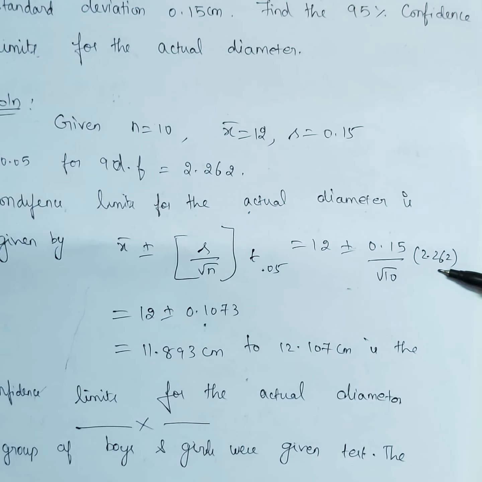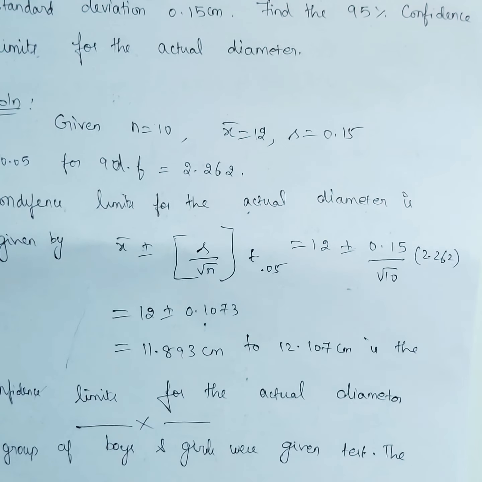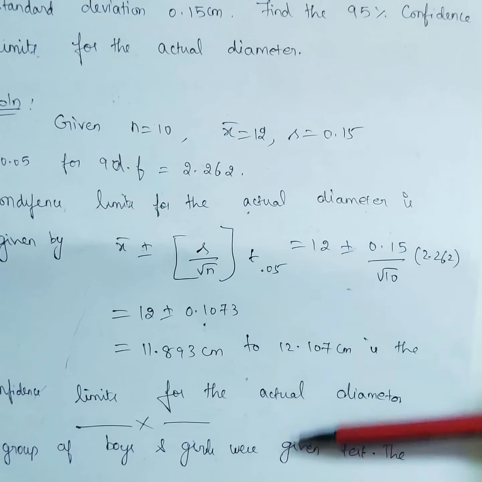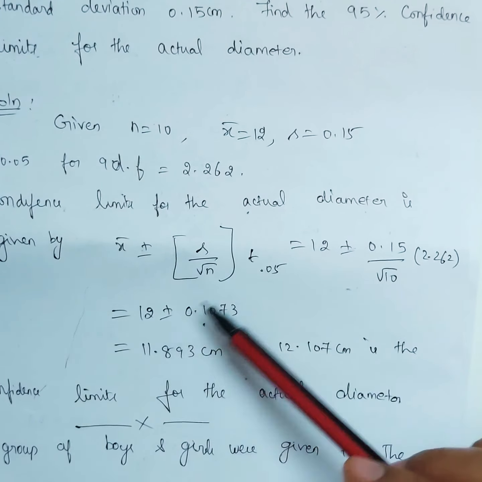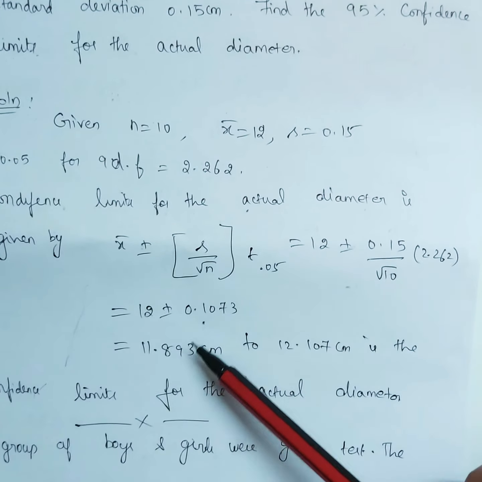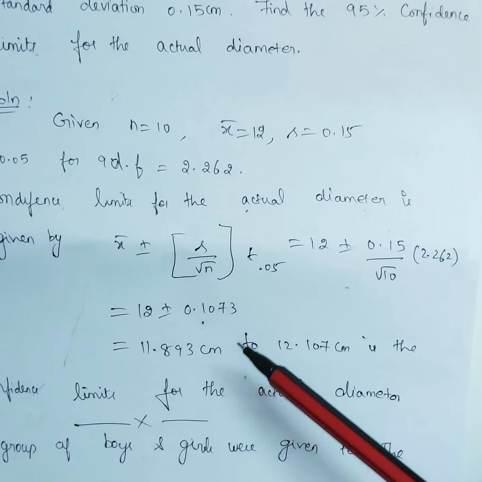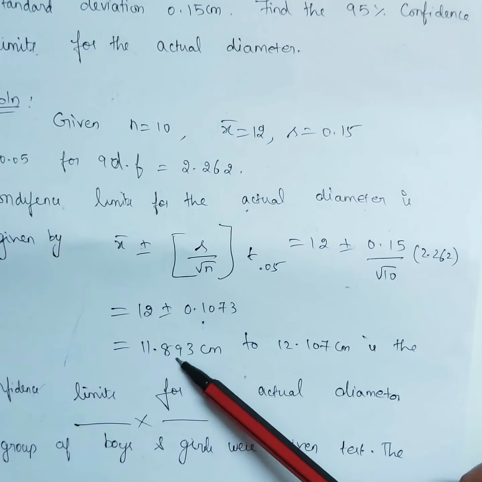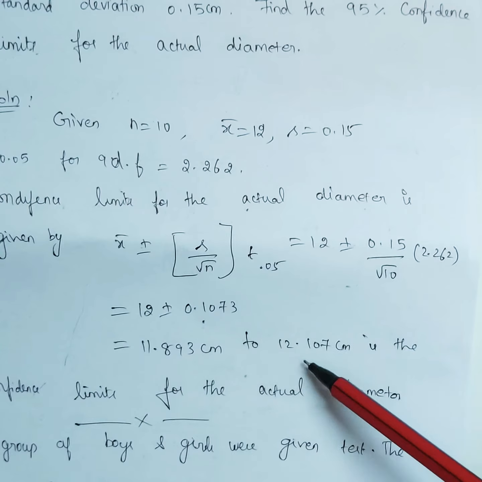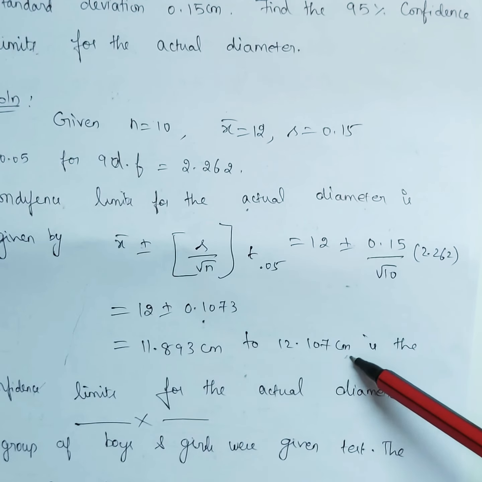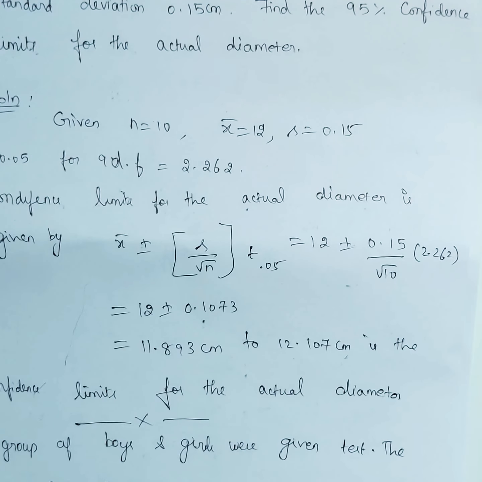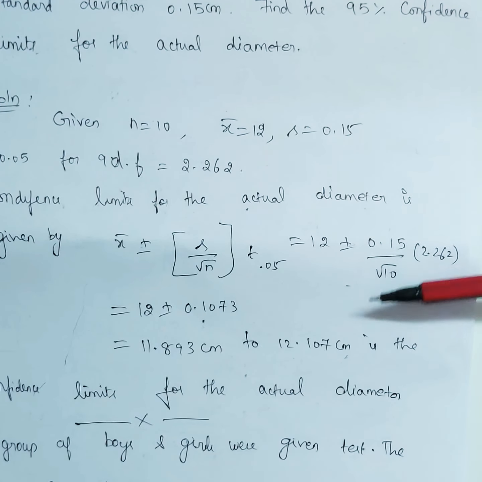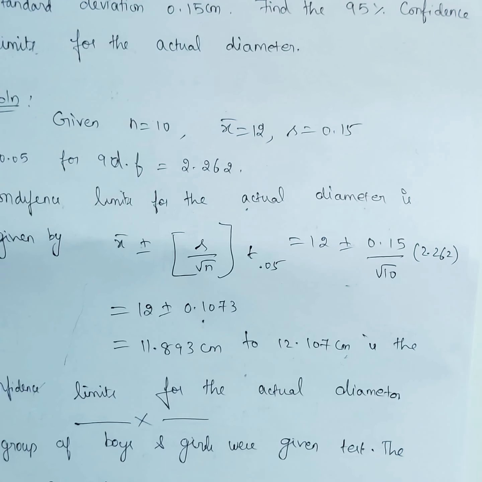I will give you the tabular column, same as normal distribution, easy for you to check. You have to check the degrees of freedom and then you will find it. So, 2.262. So, 12 plus or minus this value, one positive value, one negative value. When you are simplifying, you will get 11.893 centimeter to 12.107 centimeter. Please use the units, whatever they have given in the question. In this question, they have given centimeter, so you use centimeter. So, this is the confidence limit for the actual diameter.